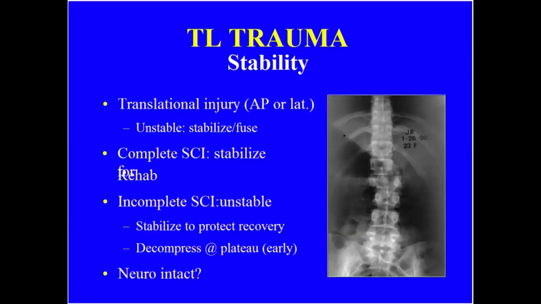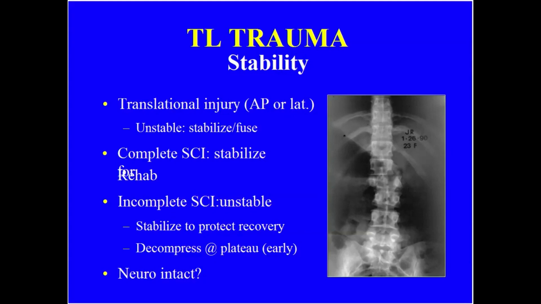What are some other ways to define whether a fracture pattern is stable or unstable? If you see a translational injury on either the AP or lateral x-ray, that's unstable. You need to look carefully at both the AP and lateral views. When there is translation, not angulation, but translation, that commonly speaks to a three-column injury, and that means it's unstable. And if you have an unstable spine like that, you need to stabilize and fuse it.